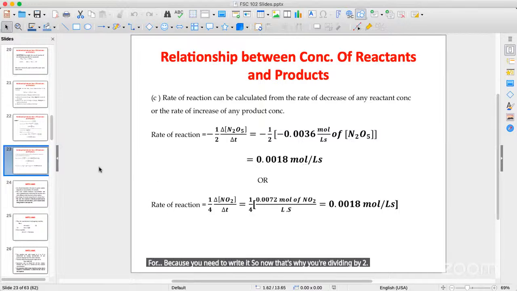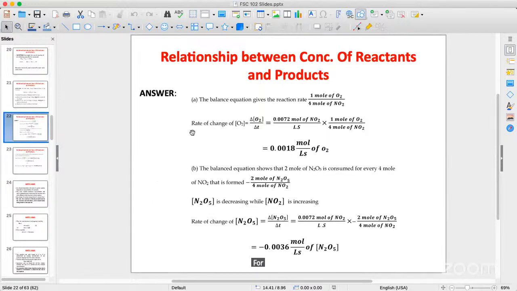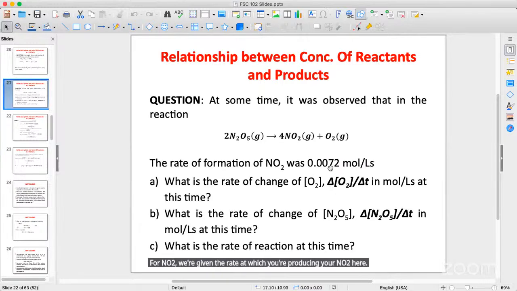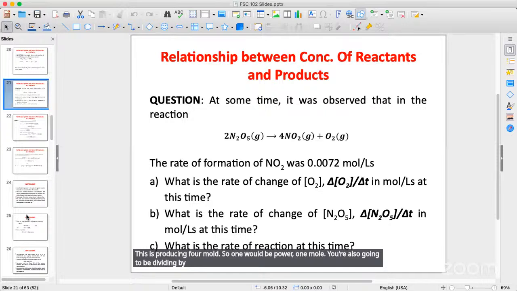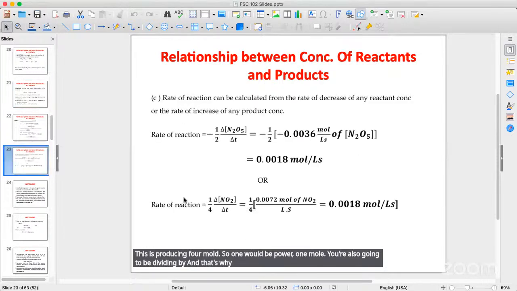For NO2, we're given the rate at which you're producing your NO2 here, which is 0.0072. But it is 4 moles. This is producing 4 moles. So what will be for our 1 mole? You're also going to be dividing by 4. And that's why you also have this also done.